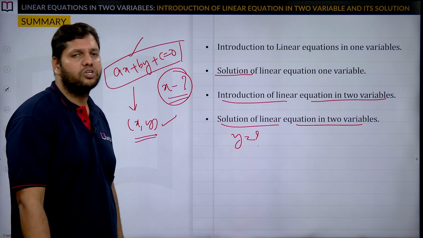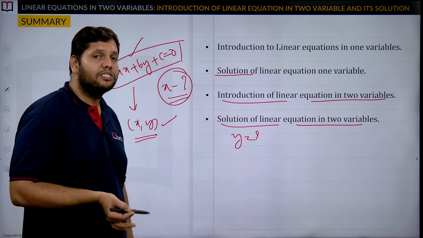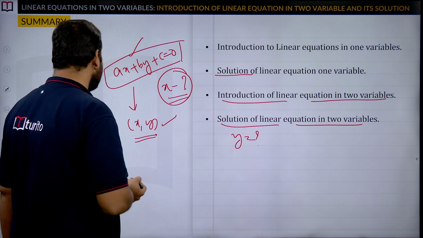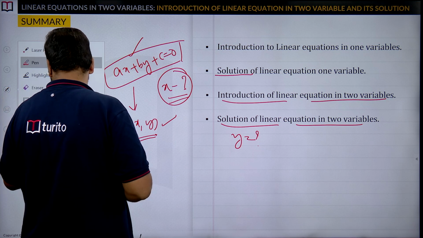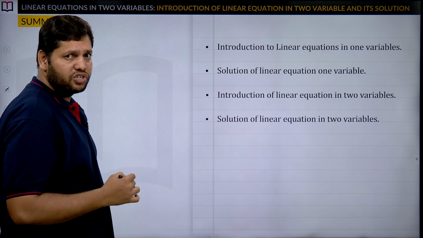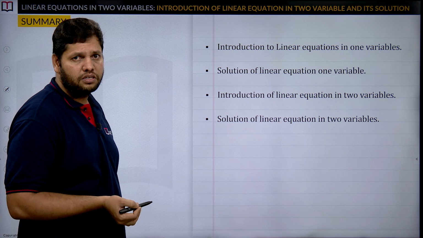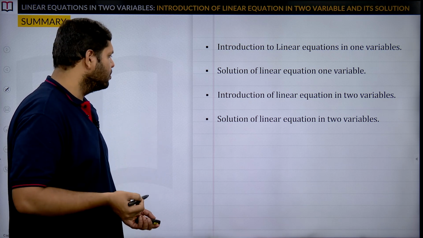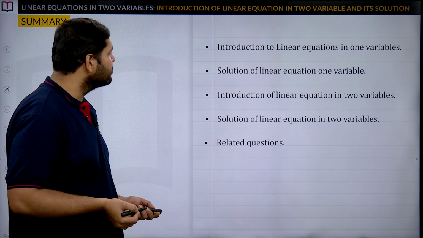Solution of the linear equation in two variables. And how many solutions can we find, children, for a linear equation in two variables? We can find infinitely many solutions. Why? Because it is the shape of a straight line, and a straight line has infinitely many points. So I can say the number of solutions is infinitely many. Okay.